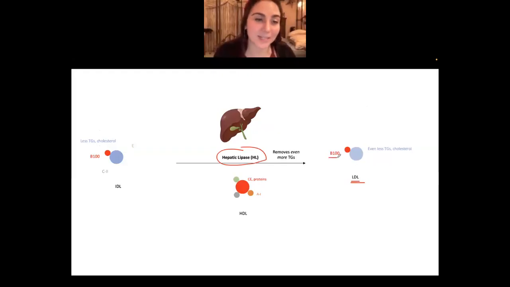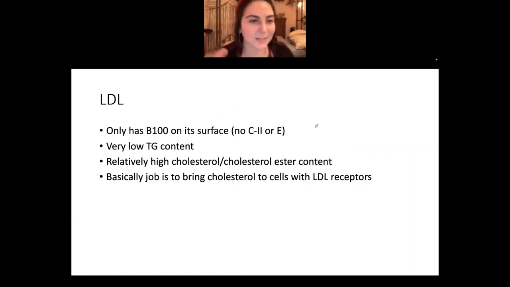So this is how we have LDL, and this is why on LDL we only have the B100 marker, and we no longer have C2 and E because IDL gave it back to HDL. Following me? And I only really harp on this because a lot of the times they will not tell you something is LDL. They'll say this is something that has B100 on its surface, or something that has, I don't know, C2 and E on its surface, and A1. And you have to know, like, oh, that's HDL, that's LDL, blah, blah, blah.